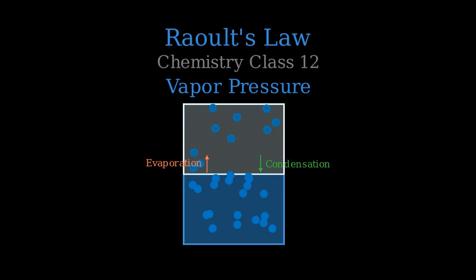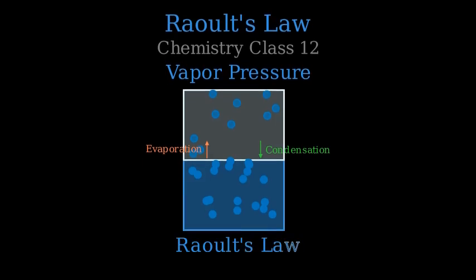Now, let's understand Raoult's law. Raoult's law states that the partial vapor pressure of a component in a solution is equal to the vapor pressure of the pure component multiplied by its mole fraction in the solution.